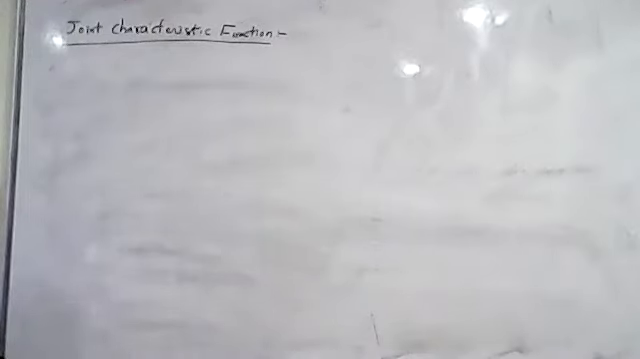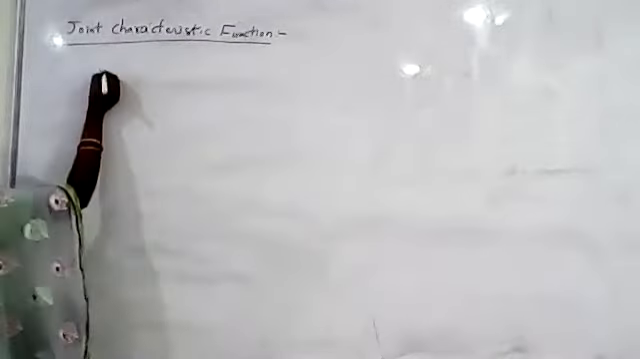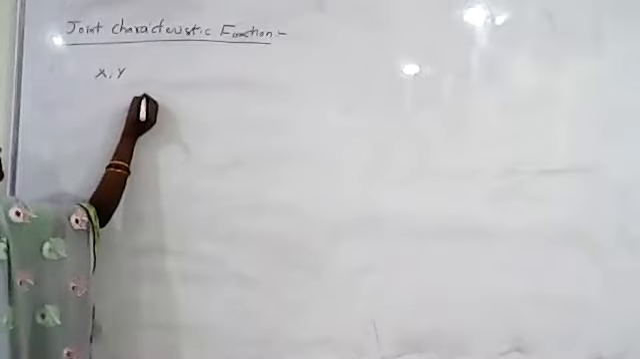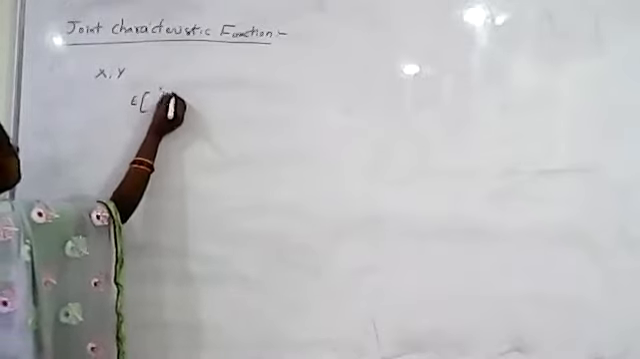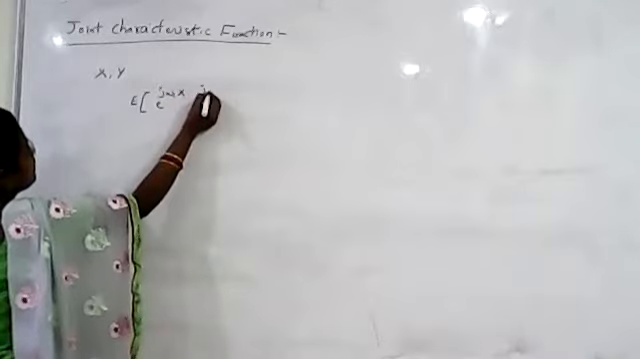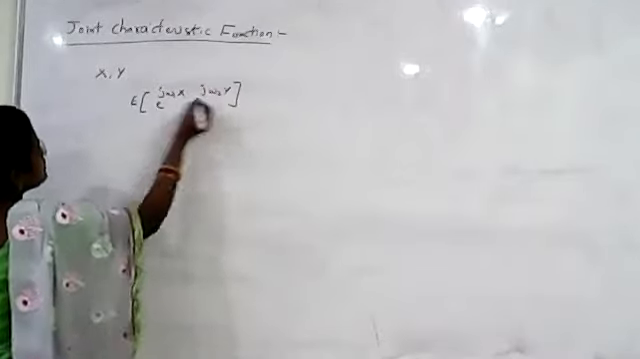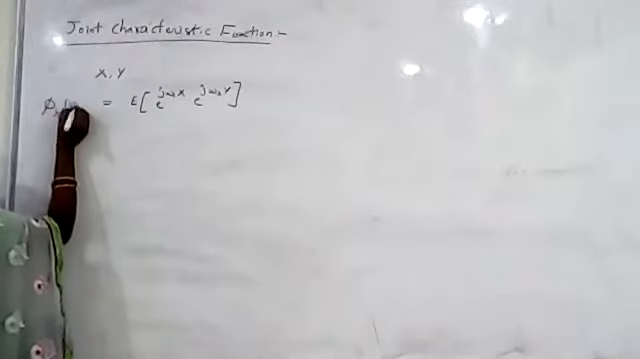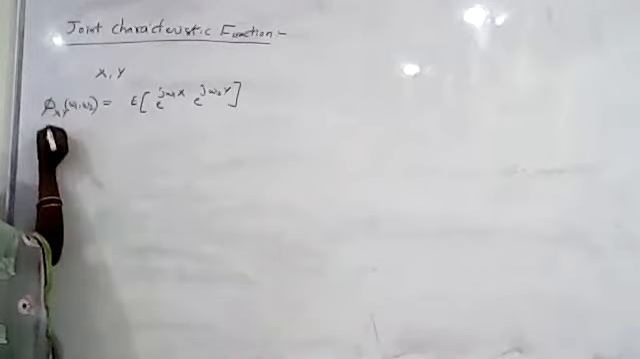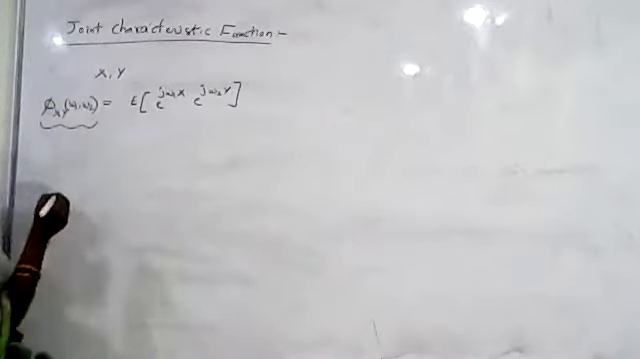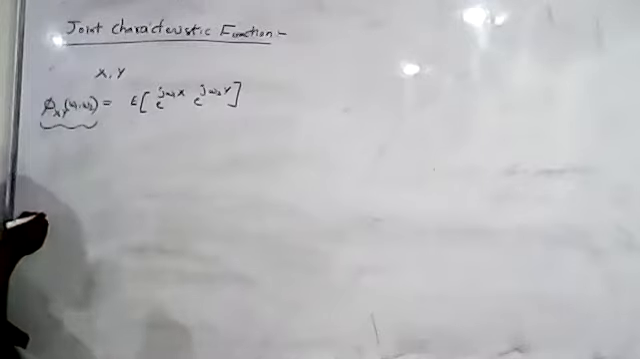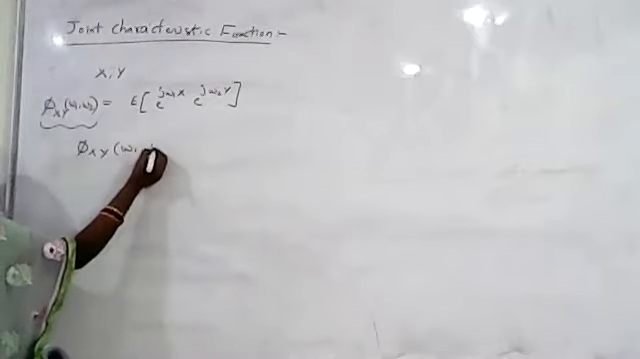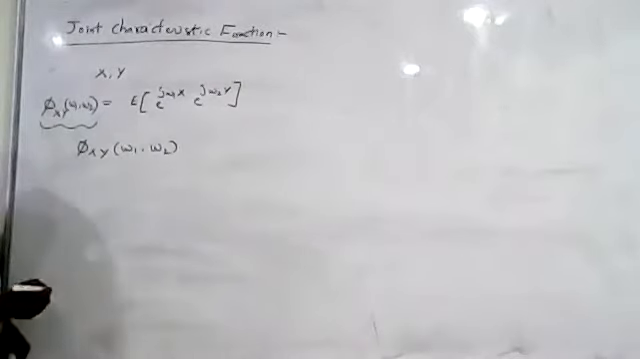So the joint characteristic function of two random variables x and y is nothing but the expected value of e power j omega 1 x, e power j omega 2 y. This is called phi xy of omega 1, omega 2. So this function is called the joint characteristic function.